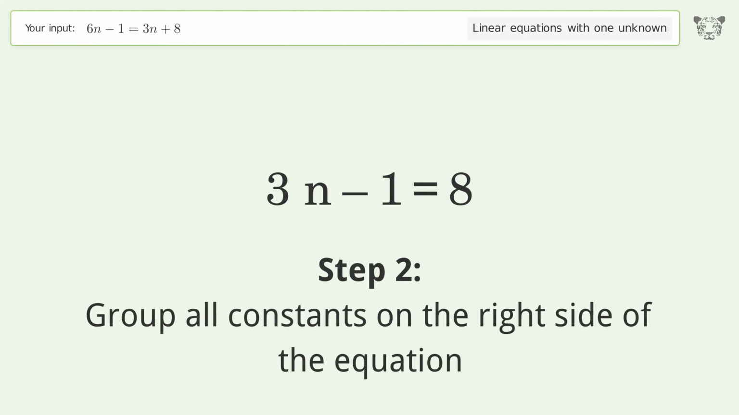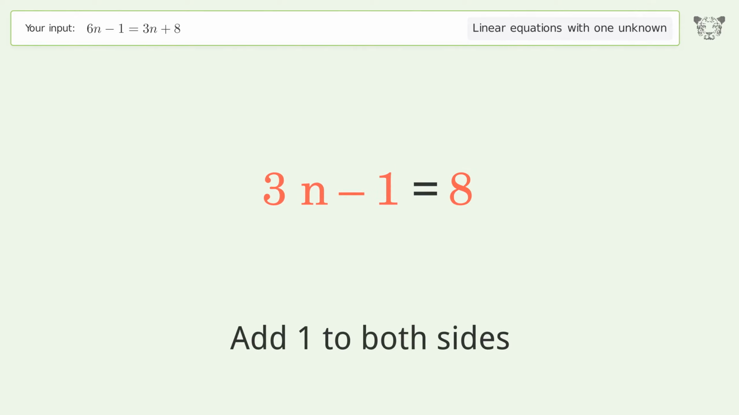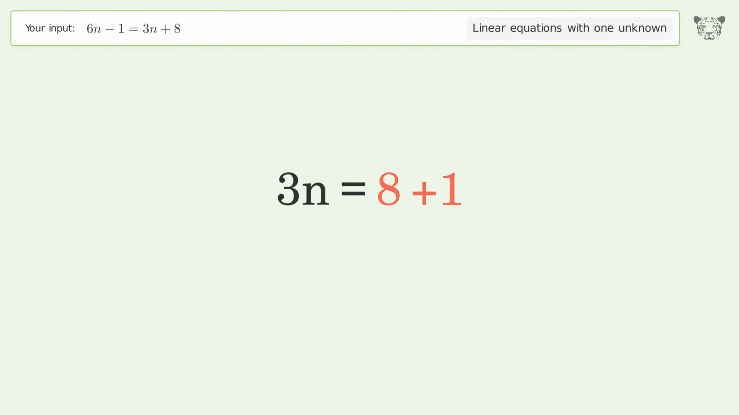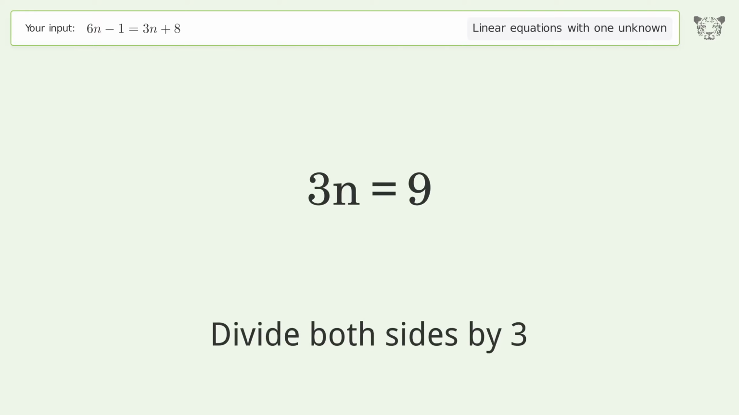Group all constants on the right side of the equation. Add 1 to both sides. Simplify the arithmetic. Isolate the n. Divide both sides by 3.